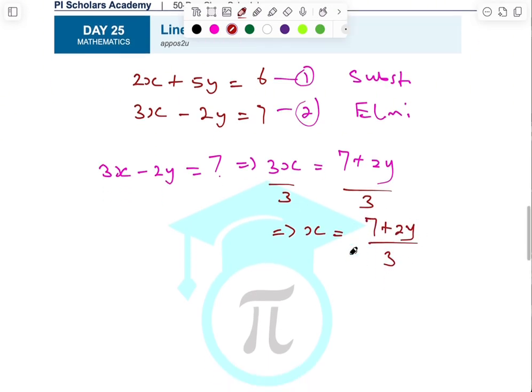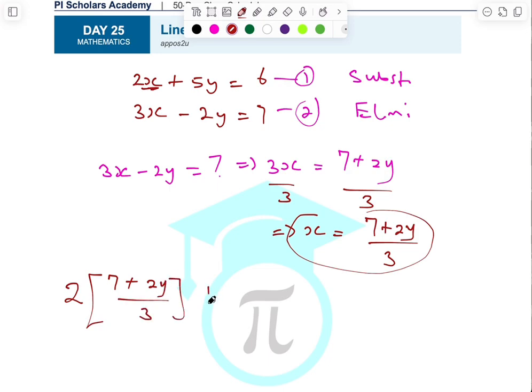Now I'm done with the first stage. The next stage is to substitute. I will now substitute this value of x. Anywhere I see x in the first equation, that is the other equation, I'm going to replace it with the expression (7 plus 2y) over 3. So therefore, equation 1 becomes 2 multiplied by (7 plus 2y) divided by 3, plus 5y equals 6.